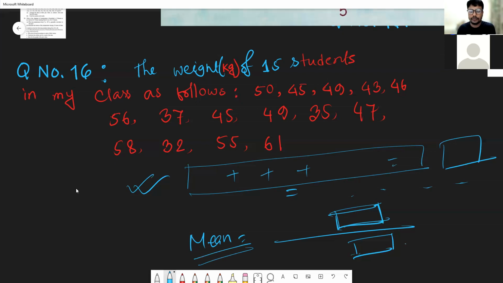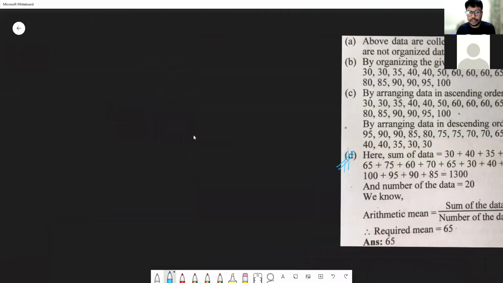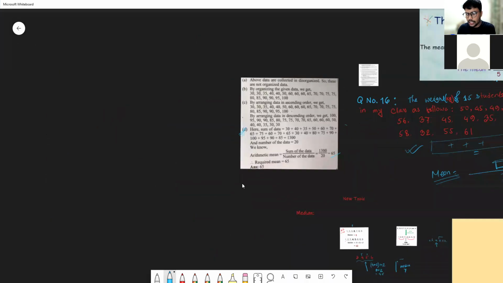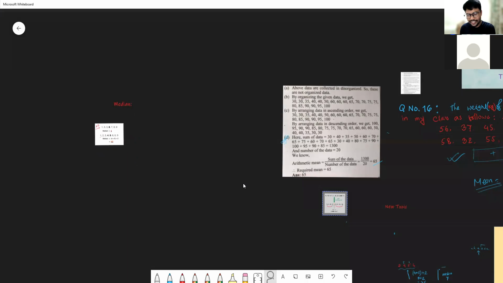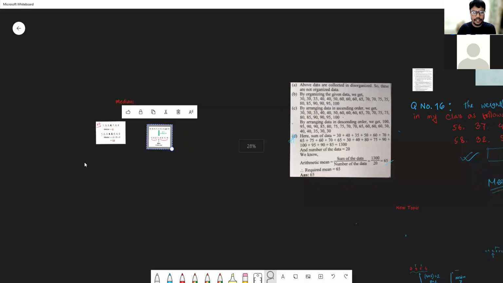Clear? Okay, now another new topic here. The word is the median. Do you know something about the median? What is median? I heard about mode. Never heard of median. But I don't know how to do it. Okay, let me explain here.